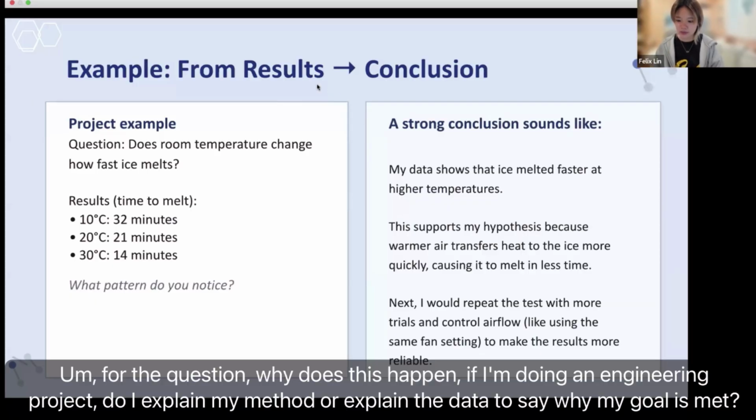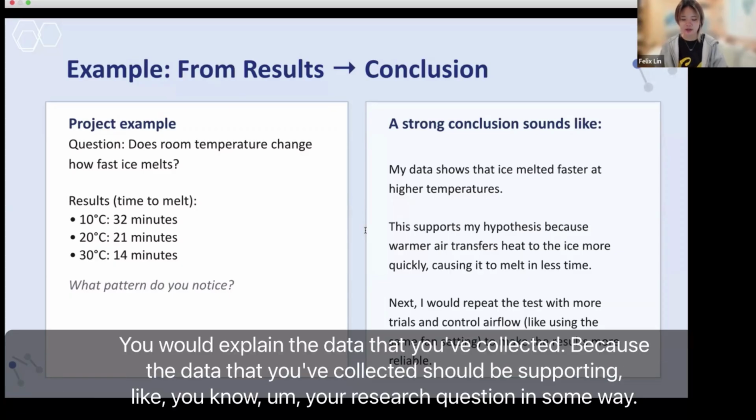For the question, why does this happen? If I'm doing an engineering project, do I explain my method or explain the data to say why my goal is met? You would explain the data that you've collected, because the data you've collected should be supporting your research question in some way.